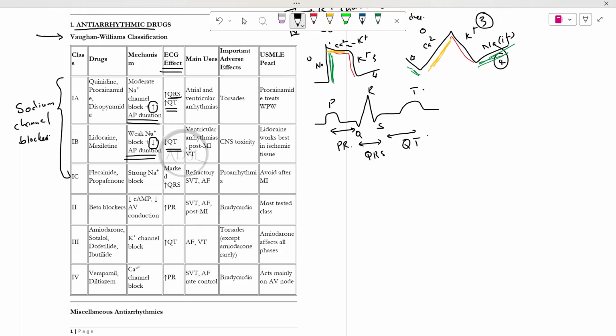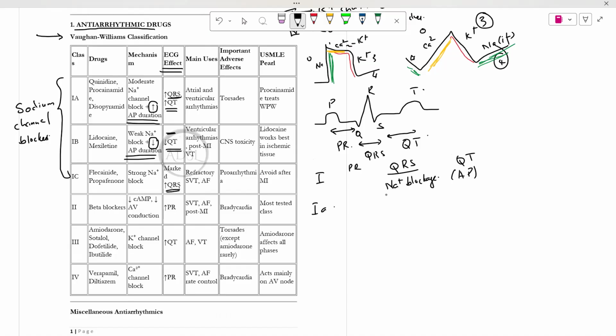The second one has weak sodium channel block, so it will do nothing to the QRS. And the third one is marked block, so it will increase QRS. If you see, type 1 will do nothing to the PR interval. It will act on either the QRS or the QT. What is QT dependent upon? Action potential. And what is QRS dependent upon? Sodium blockade.